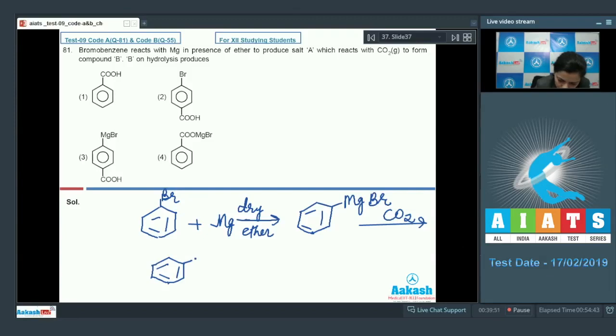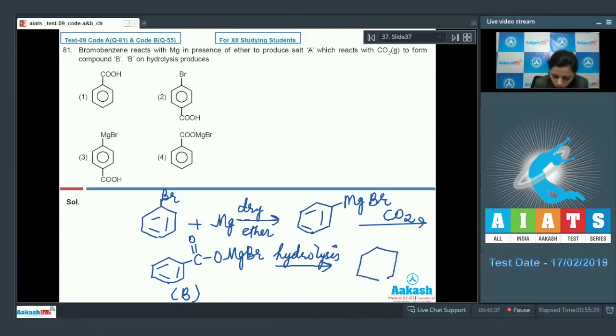This compound B is COOMgBr. This is the compound that's formed. It is compound B. Now, what you are going to do? You are just going to do its hydrolysis. And hydrolysis results in the formation of carboxylic acid. That is COOH. This is benzoic acid, and this is given here in option 1. For this question, correct answer is option 1.